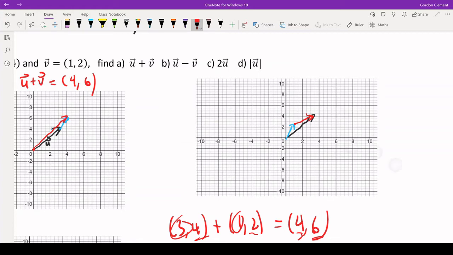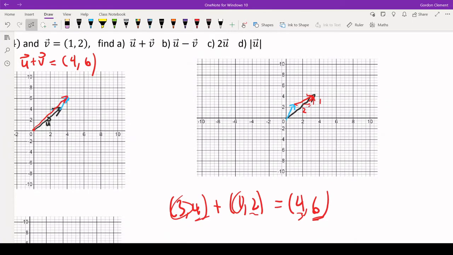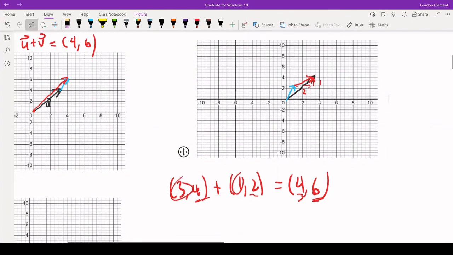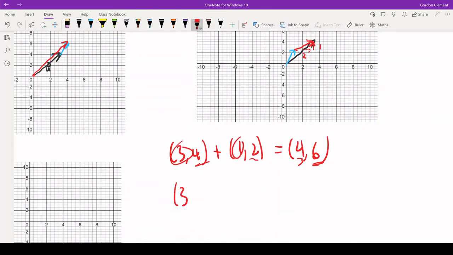And then to figure out what vector that is, well, it's going over 1, and it's going up 1, it looks like. So it's the vector (2, 1). If I place that red arrow back at the origin, I'd end up at the point (2, 1). So (3, 4) minus (1, 2).